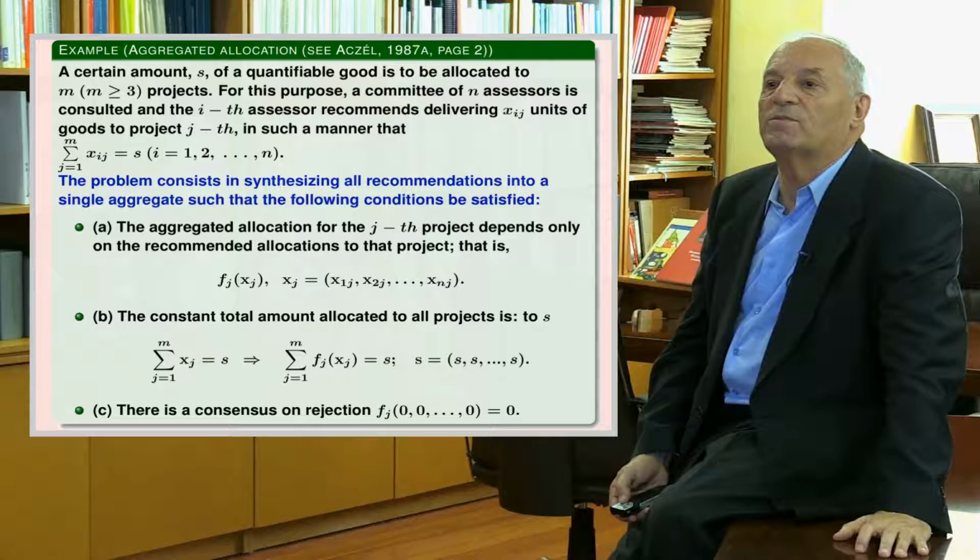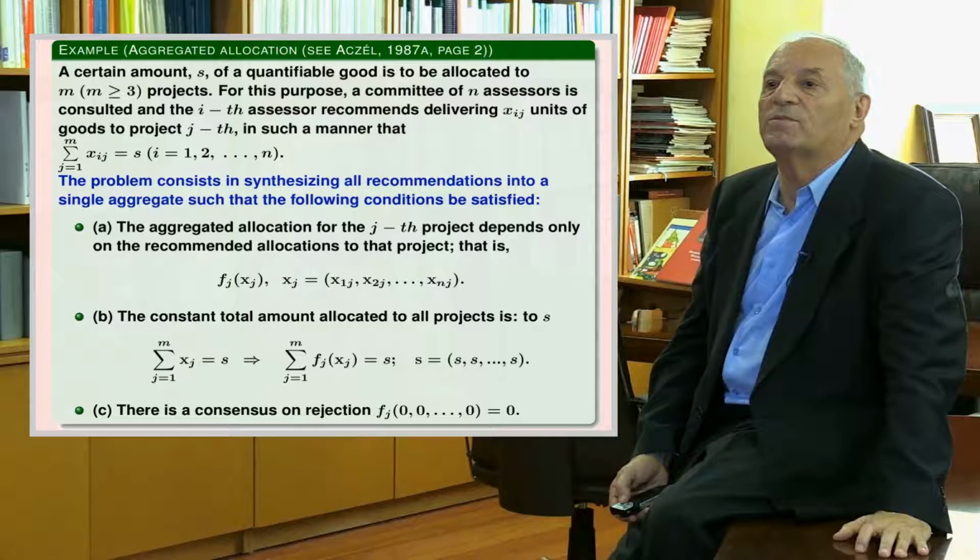A certain amount S of a quantifiable good is to be allocated to n projects. For this purpose, a committee of n assessors is consulted, and the i-th assessor recommends delivering x_ij units of goods to project j in such a manner that it is balanced, that is, adding S units. The problem consists of synthesizing all recommendations into a single aggregate such that the following conditions be satisfied.